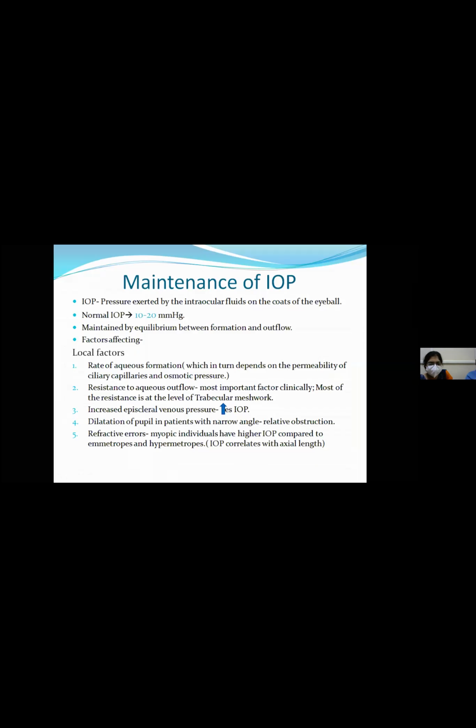Local factors include the rate of aqueous formation, which is dependent on the permeability of the capillaries and the osmotic pressure, and resistance to aqueous outflow, which is mostly at the level of the trabecular meshwork. It can be affected by increased episcleral venous pressure. Dilatation of the pupil in patients with a narrow angle leads to relative obstruction. And refractive errors: myopic individuals have a higher IOP compared to emmetropes and hypermetropes.